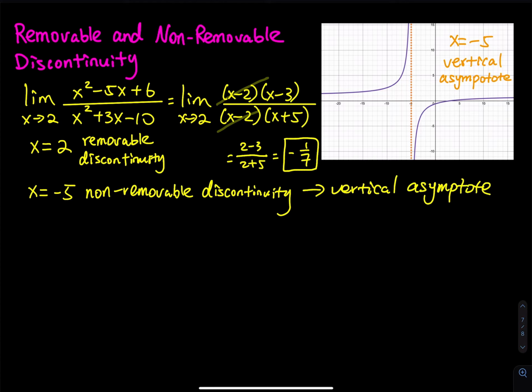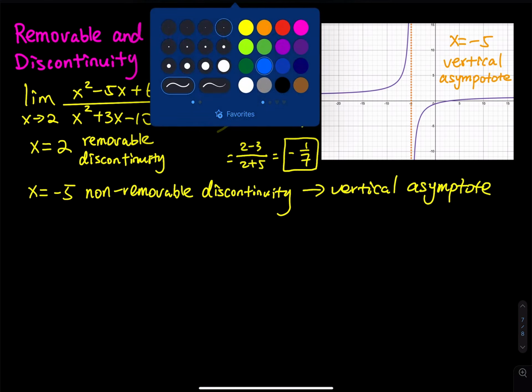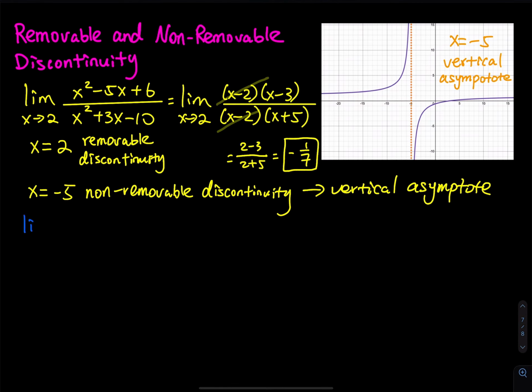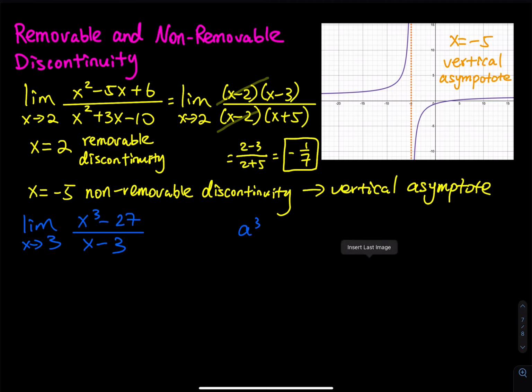Let's practice a few more. So let's do the next one. The next one, I will do the limit as x approaches 3 of x to the third minus 27 divided by x minus 3. How do you factor the top? The top is called factoring the cube. Still remember this. You have a to the third minus b to the third. What is that equal to? That equals a minus b times a squared plus ab plus b squared, right?